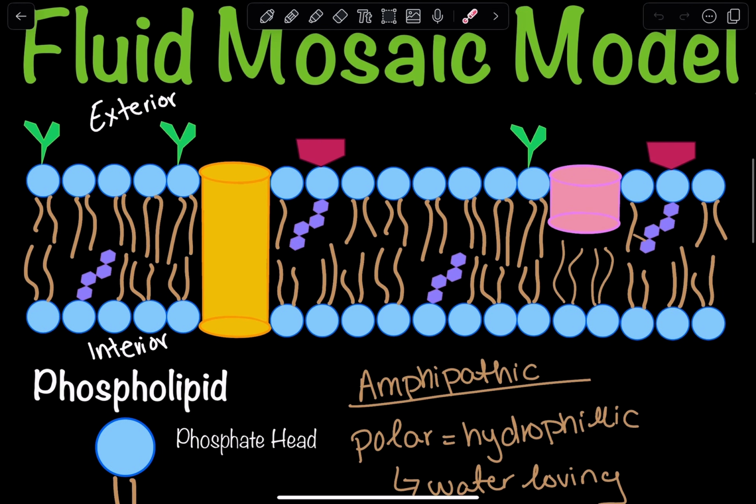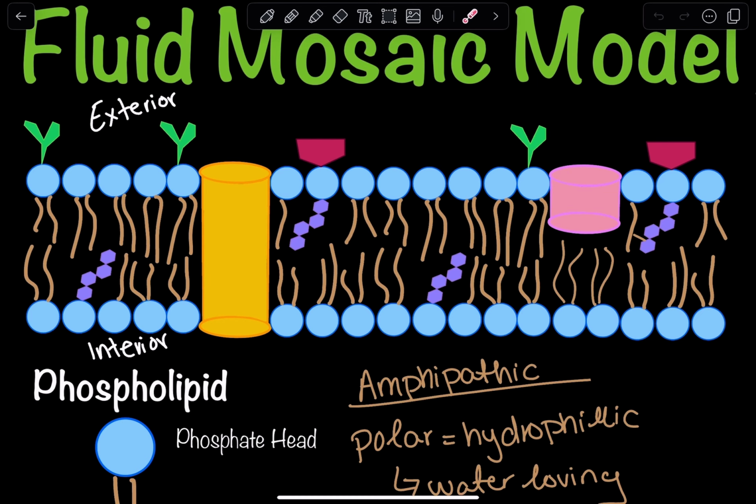That is exactly what we see in a cell membrane. We see that the polar phosphate heads will face the interior and the exterior because the interior and exterior are polar. And we will see the fatty acid tails face each other to form a hydrophobic nonpolar region. So that is the arrangement of the phospholipids in the plasma membrane.